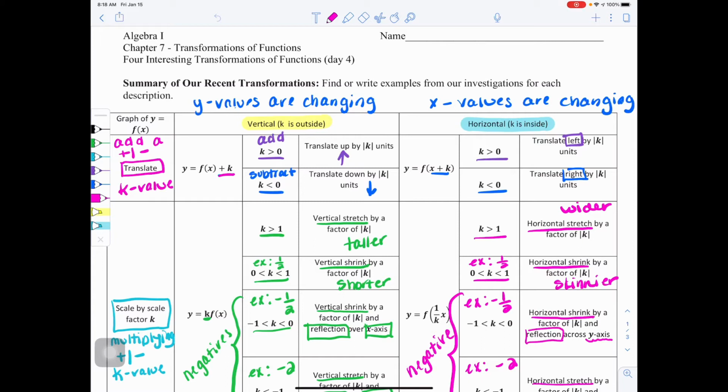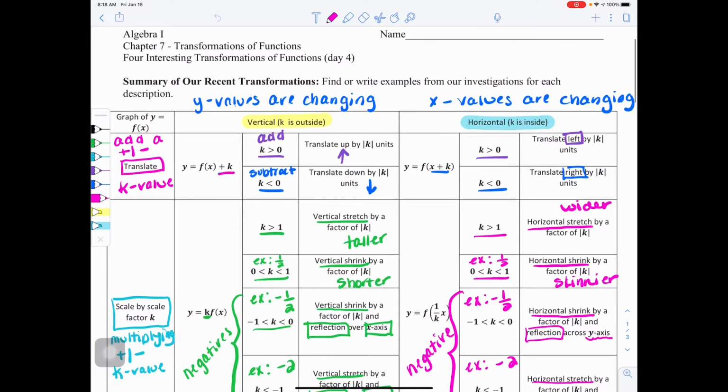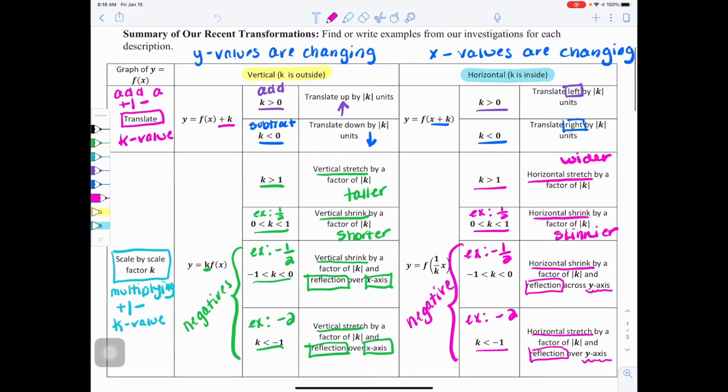Today's lesson is called 4 Interesting Transformations of Functions, Day 4. We've already discussed the summary chart that you see here, but let me quickly go over that with you. The chart is organized by vertical on the left-hand side and horizontal on the right-hand side. All vertical changes are when k is on the outside. All horizontal changes are when k is on the inside.